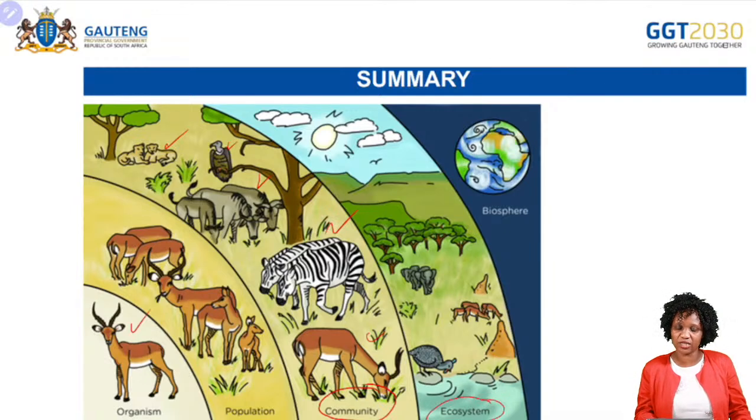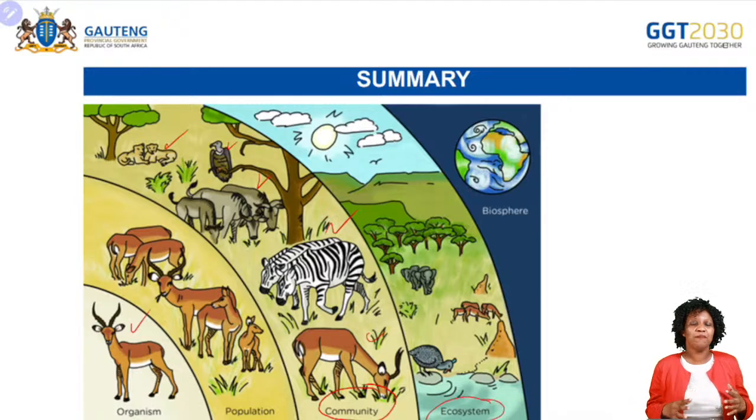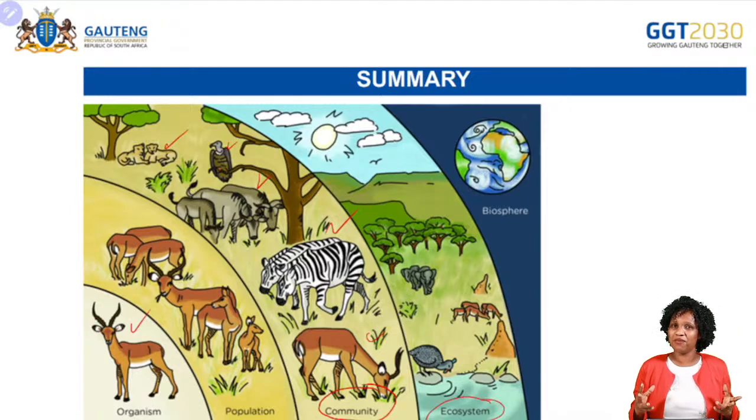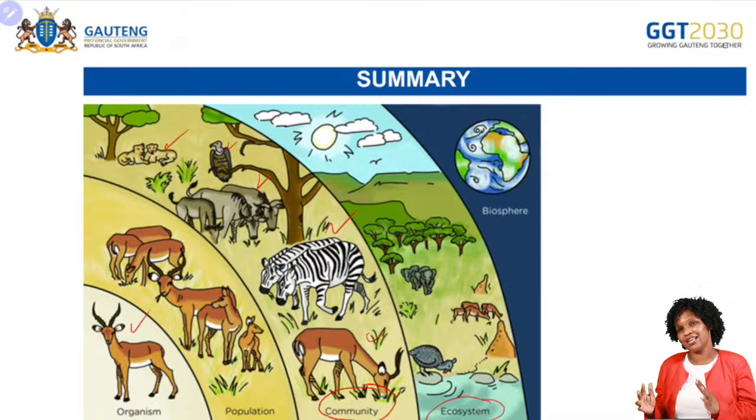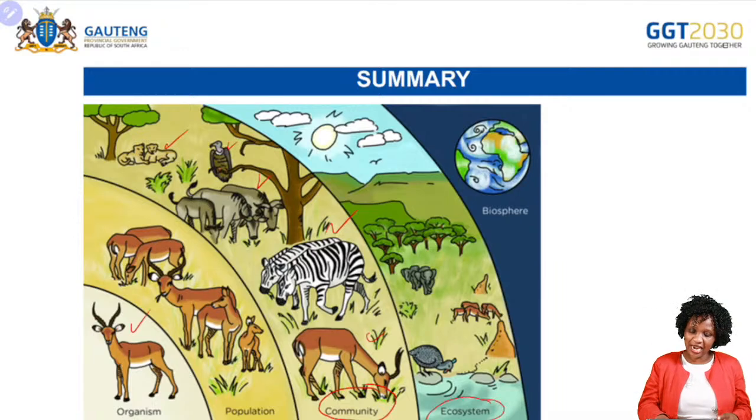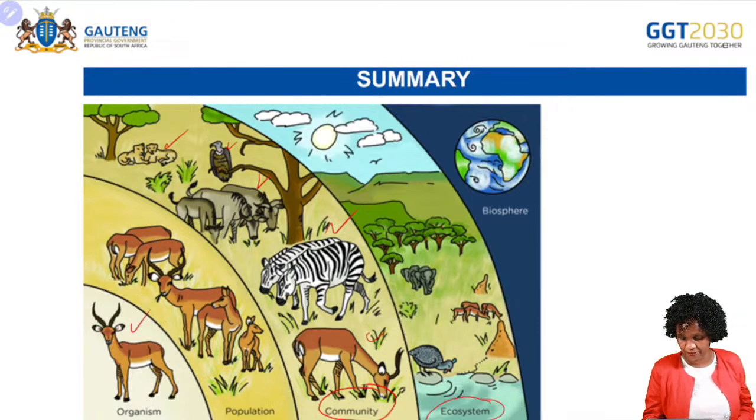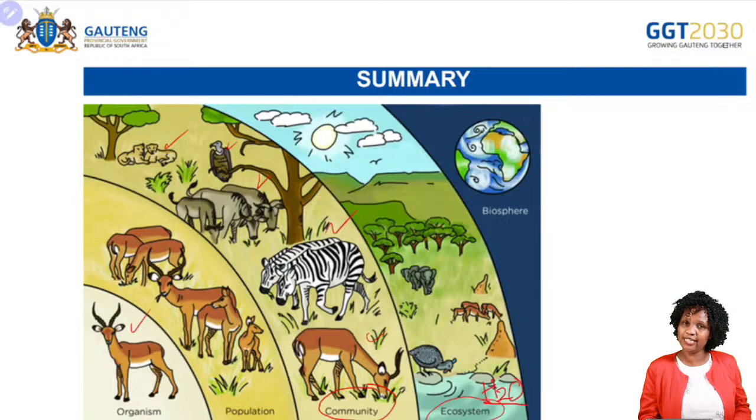When we are talking about an ecosystem, we are talking about the interaction between abiotic and biotic. What do I mean there? I mean the living and the non-living. The non-living, for example, on this picture, we've got water. This is non-living. And then we've got living organisms. When we're talking about living organisms, we are talking about birds, animals, and vegetation, the plants. These are living. And then we also have the sun. The sun, remember, is non-living.